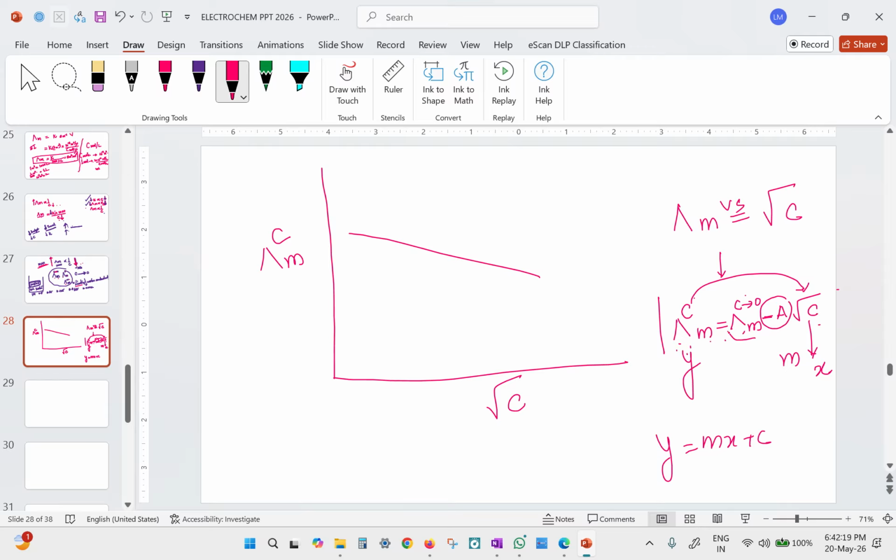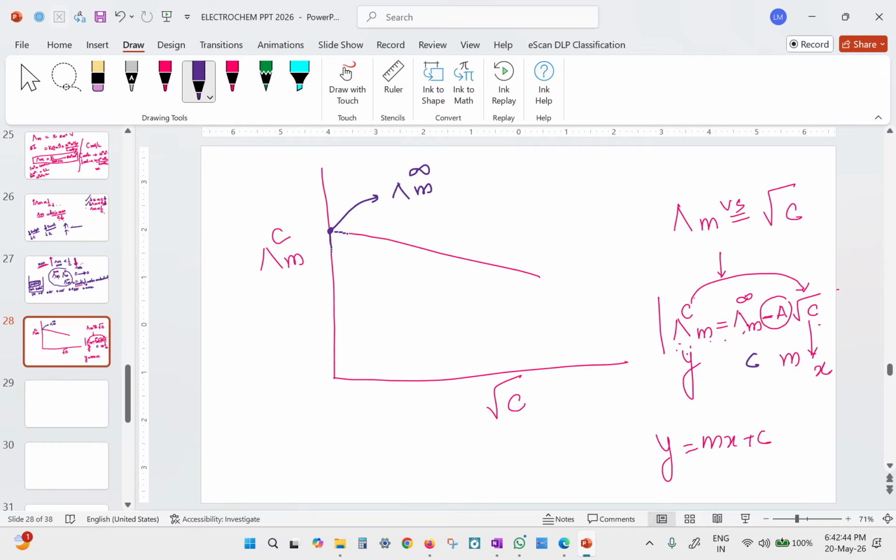Lambda m at concentration approaching 0, or we can say lambda m naught, or we can say lambda m infinity. All the three terms refer to the same. So what do I have to do to get it? I just have to extrapolate the line and see where it meets the y-axis and call that lambda m infinity.